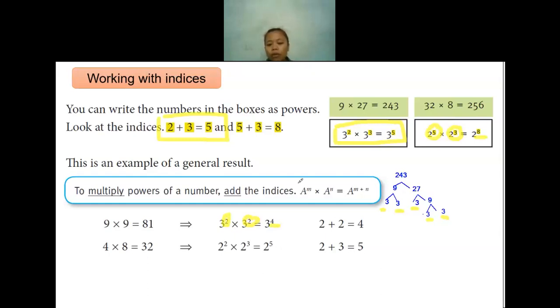This is the rule. When we multiply and the base numbers are the same, we just need to add the powers. Whatever powers we multiply, we just need to add them for the final answer.